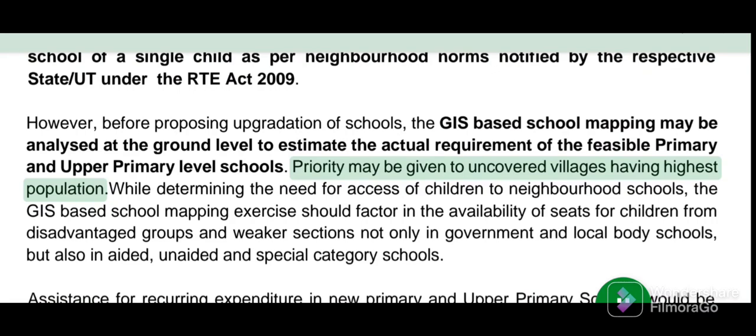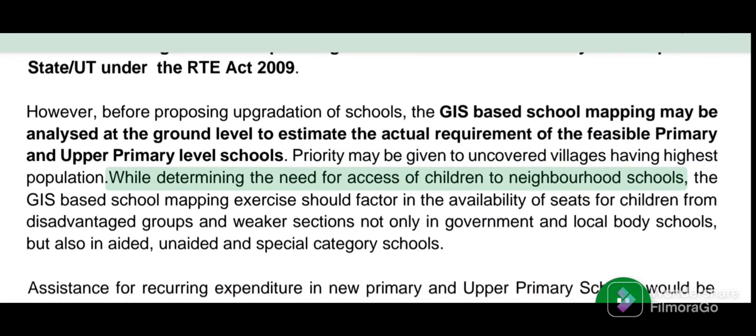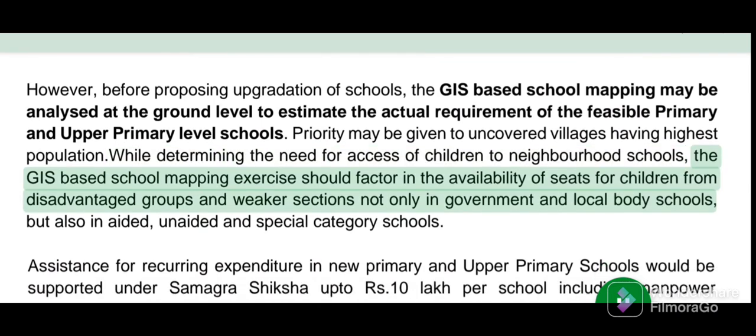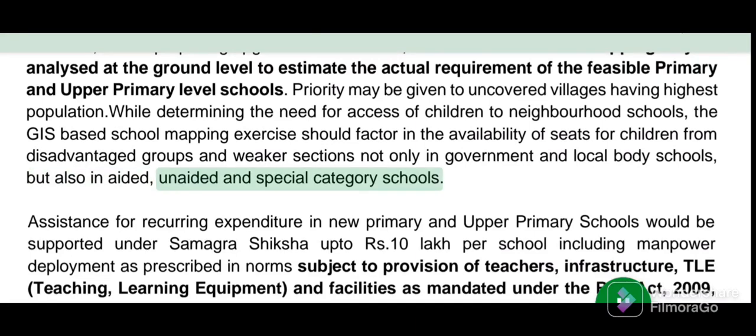Priority may be given to uncovered villages having highest population. While determining the need for access of children to neighborhood schools, the GIS-based school mapping exercise should factor in the availability of seats for children from disadvantaged groups and weaker sections not only in government and local body schools, but also in aided, unaided and special category schools.